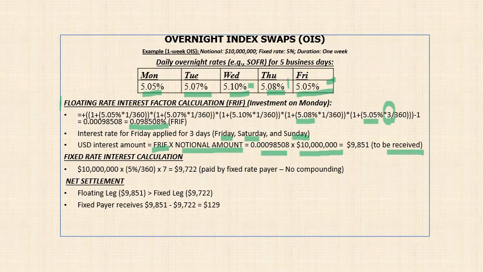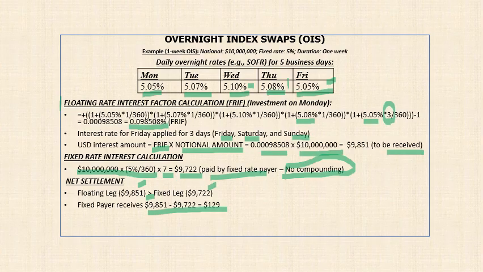Now, the fixed rate interest calculation, which has to be paid by the fixed rate payer, is 10 million into 5% divided by 360 into 7, which is US dollars 9,722. Note that the fixed rate is not compounded over the 7 days. The net settlement. Since the floating leg is 9851, which is greater than the fixed leg 9722, the fixed rate payer receives the difference of US dollars 129. This is his earning because the fixed rate payment is less than the floating leg receipt, which is got by the fixed rate payer.